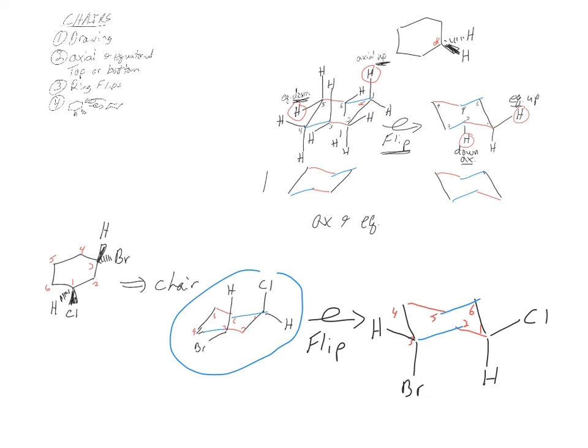That's the kind of final piece of this puzzle, is think about which type of chair, right, at one flip or the other, which one's more stable and why. A lot of it has to do with these interactions, these diaxial interactions.